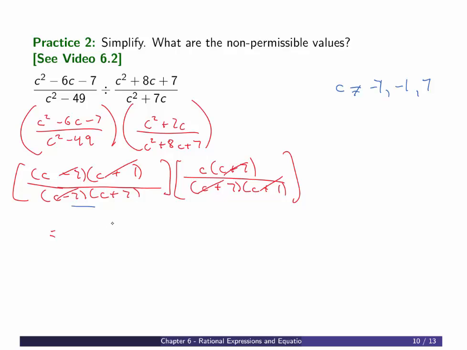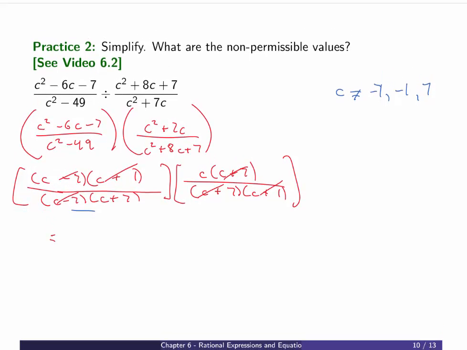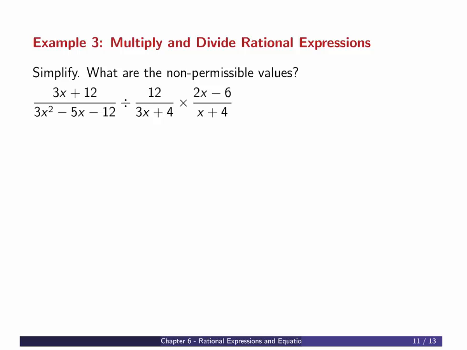So here we're going to have C over C. Oh, for crying out loud. Oh, geez, this thing is just infuriating. We're going to have C over C plus 7. Okay? Pretty straightforward. The last question will combine them.